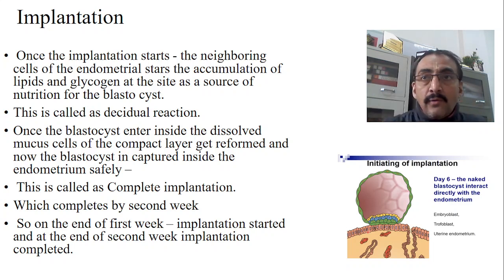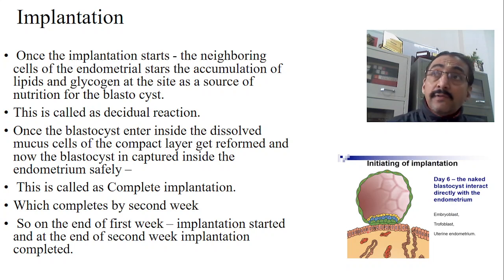Now the blastocyst is completely captured inside the compact layer of the uterine endometrium. This is called complete implantation. The cells go completely inside after eroding the endometrial cells. Once they completely enter, the broken endometrial cells reform, so that the cyst is captured inside the compact layer of the uterine endometrium.